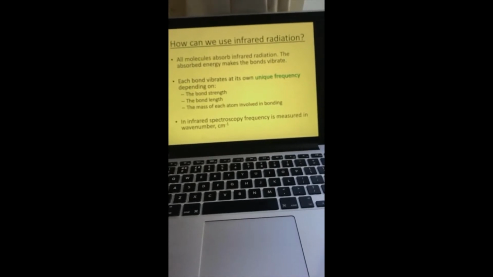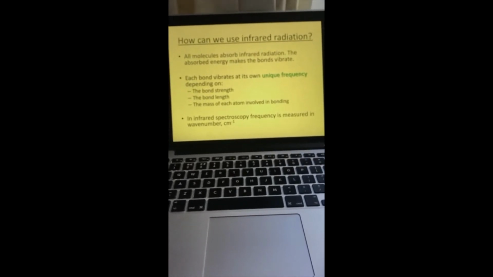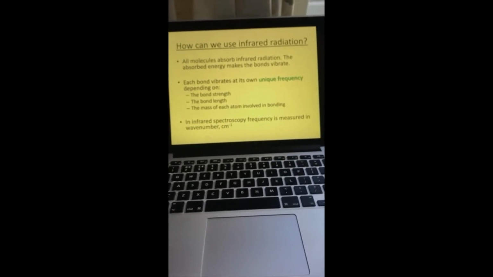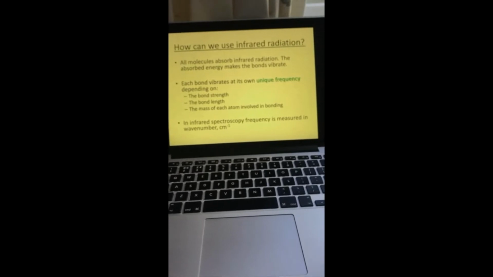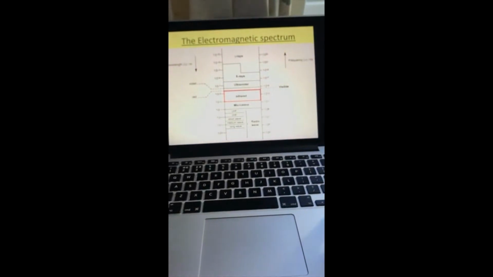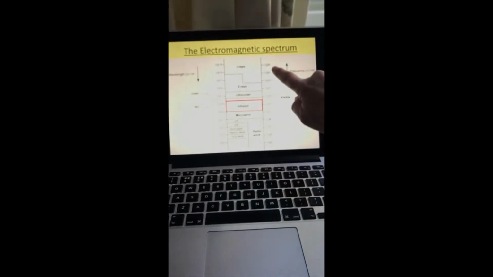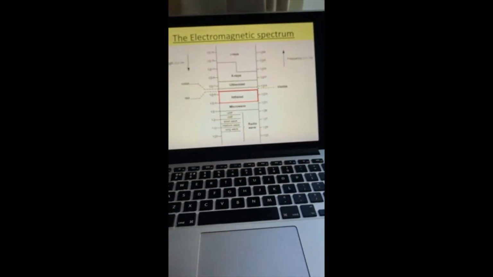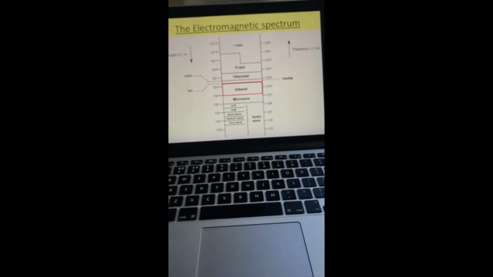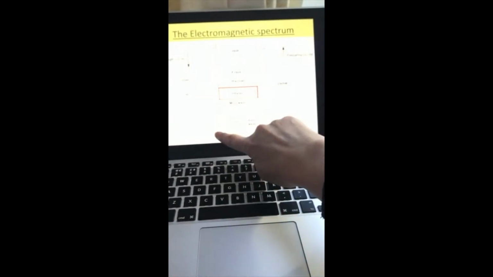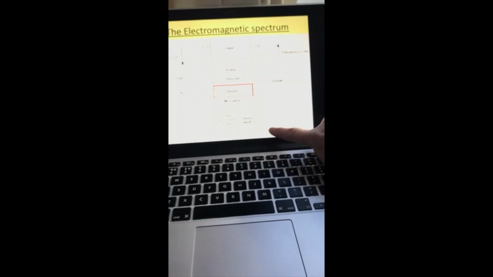So each bond in a molecule will absorb a unique wavelength, or unique frequency. Remember, wavelength and frequency are related to one another. In fact, if you go back there, as wavelength gets bigger, frequency gets bigger too. I am not a physicist. Hopefully you can work that one out. So here's wavelength getting bigger. So frequency, I thought frequency got shorter, but maybe it doesn't.